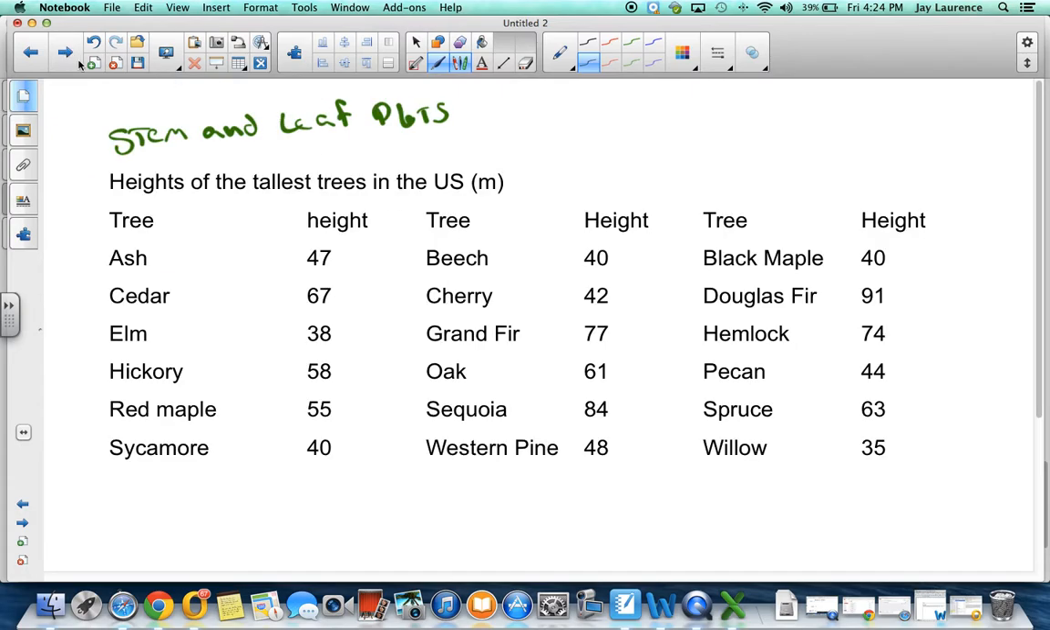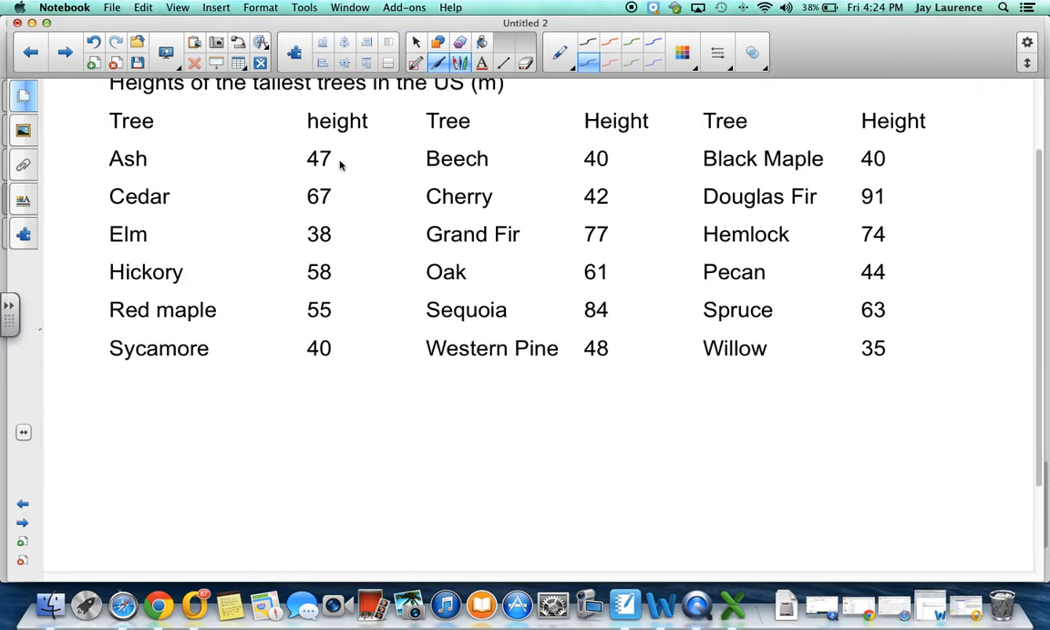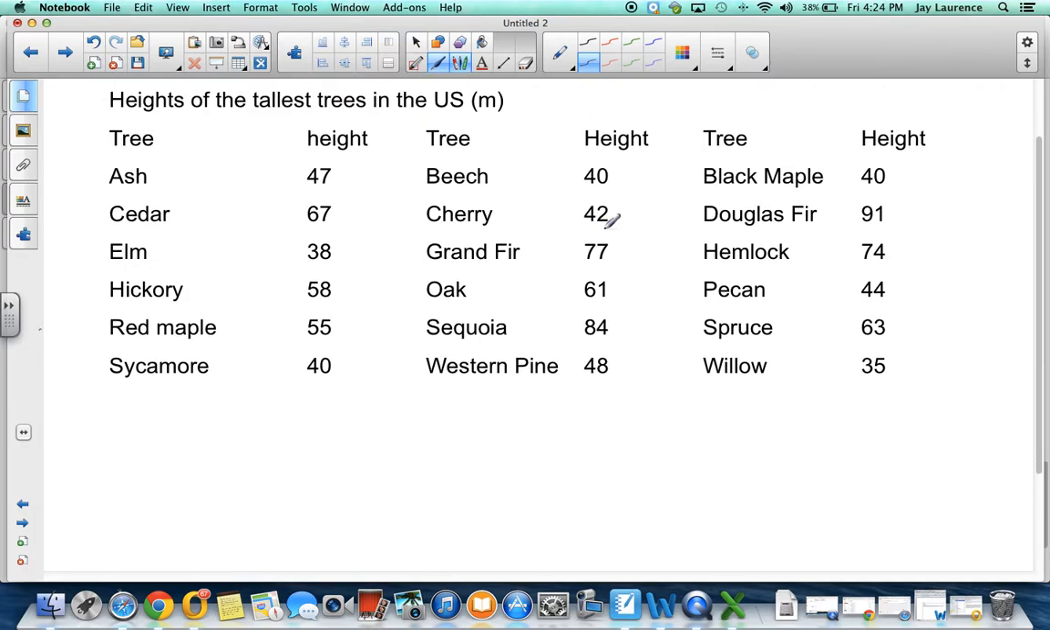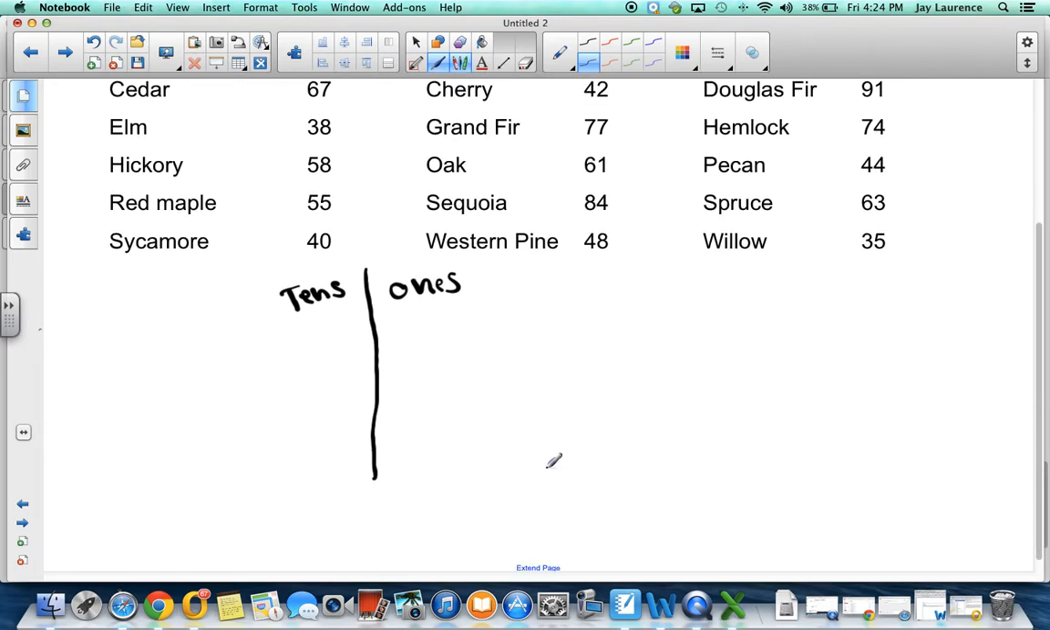All right, so let's go on, and I'm going to use those terms in a minute, but let's make a stem and leaf plot. Right here I have the heights of some of the tallest trees in the U.S. When I go to make my stem and leaf plot, I notice all the numbers are some type of 10. Like this is 4 tens and 7 ones, right? This is in the 40s. There are no numbers in the hundreds. So I'm going to list them as the tens, and then the ones, and then I'm going to list them from least to greatest. Okay, so make my little table here.